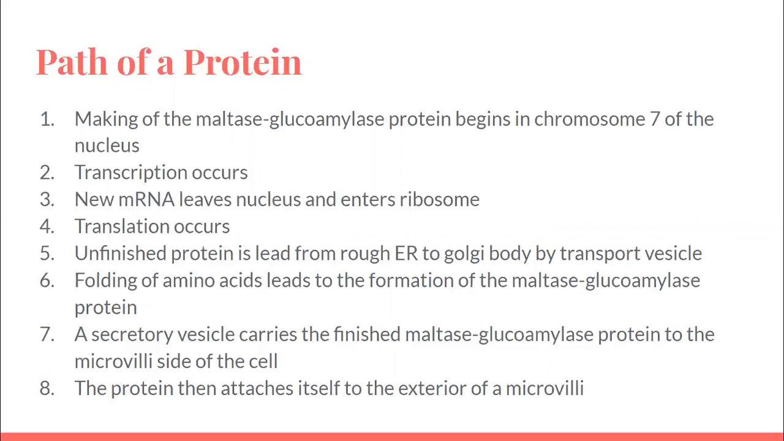Once all the amino acids have been added, the chain of amino acids is released and a transport vesicle leads it to the Golgi body. Here in the Golgi body, the folding process begins that turns the product into a protein. After the assembly of the protein is finished, the secretory vesicle leads it to the microvilli populated side of the cell. Here, the protein attaches itself to the outside of a microvilli.